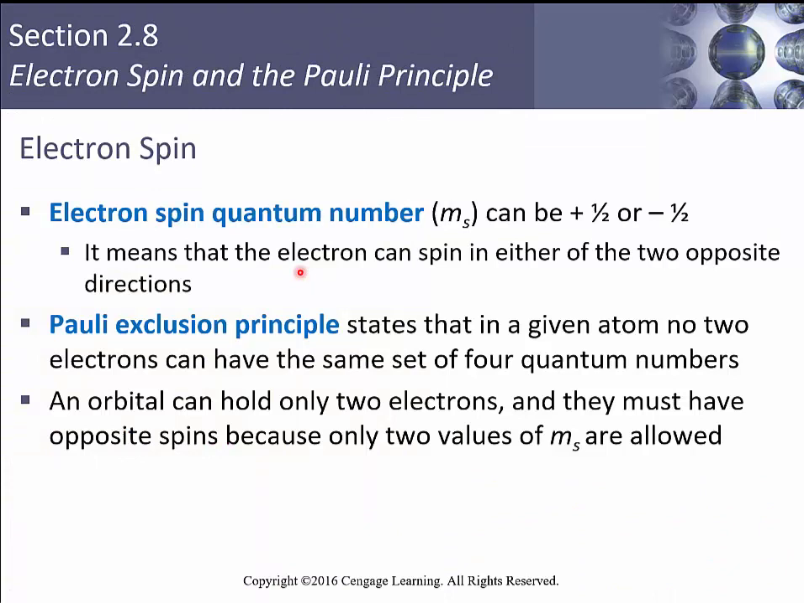Next, we got the electron spin. That's going to be called ms. It can be either plus 1/2 or minus 1/2. It means the electron can spin in either of two opposite directions. And the Pauli exclusion principle says that in a given atom, no two electrons can have the same 4 sets of quantum numbers, so that if you're in that orbital, one of you has got to be spin up and one of you has got to be spin down. An orbital can only hold 2 electrons, and they're going to have opposite spins.